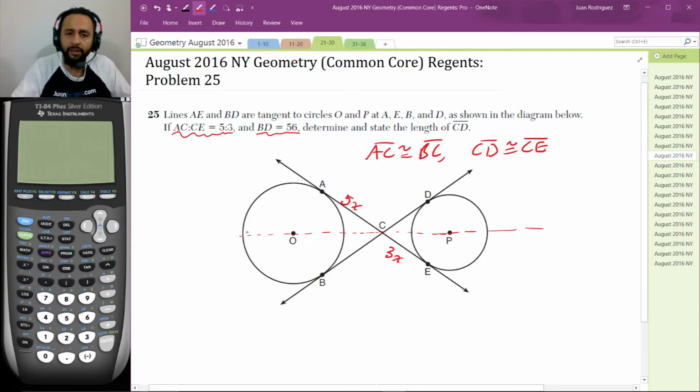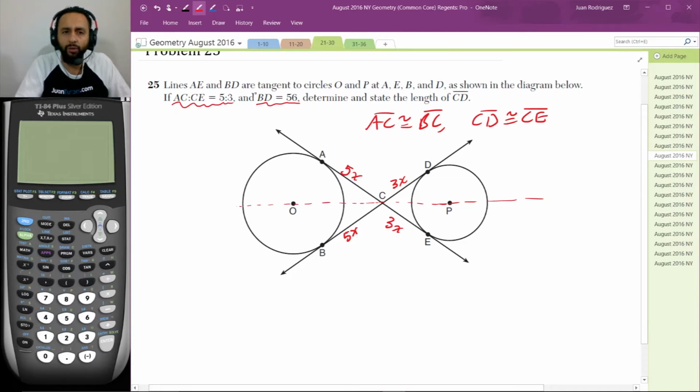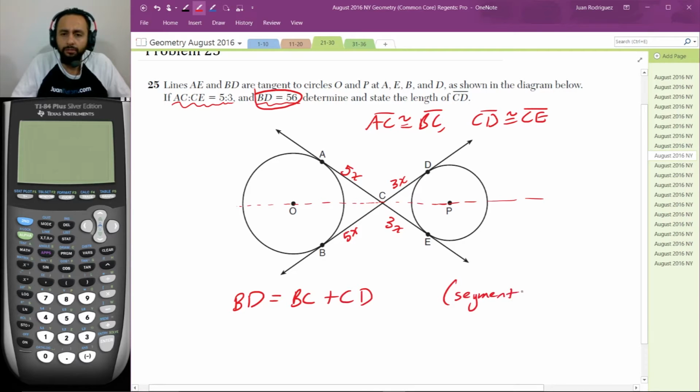So now the line that I drew earlier is the line of symmetry of this diagram, which means that the length of BC is also 5x, and the length of CD is also 3x. Okay, so now we actually have lengths that we can do algebra with, and we can write an equation. We know that the length of BD is 56. So we also know that BD is equal to BC plus CD by the segment addition postulate, right?